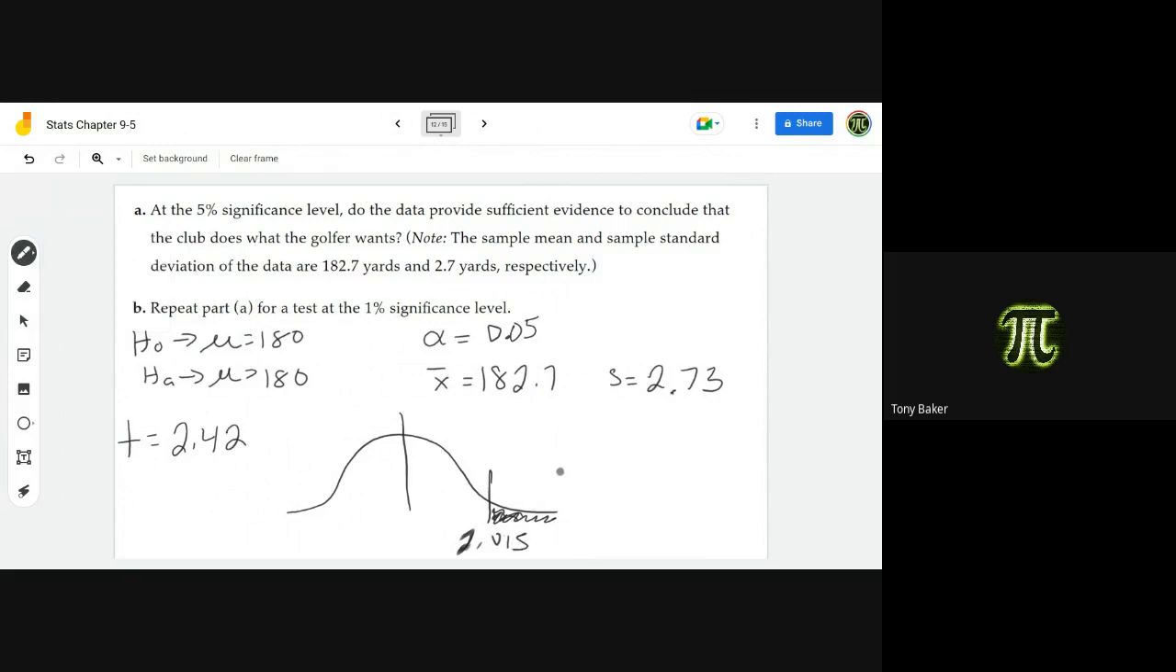And we're at 2.42. So we reject. The average should be greater than 180 yards, which is what he wanted. So he'd buy the club.